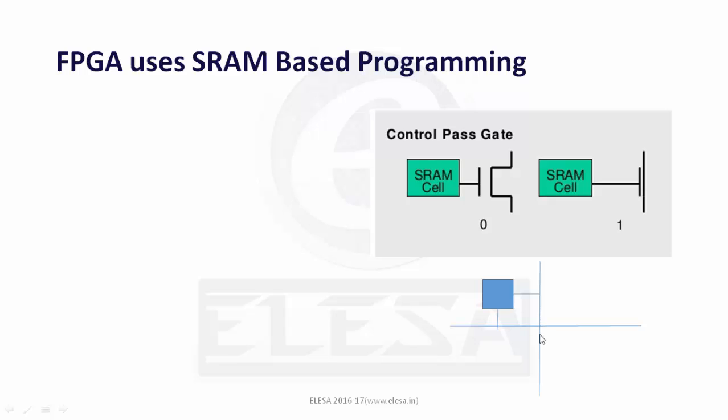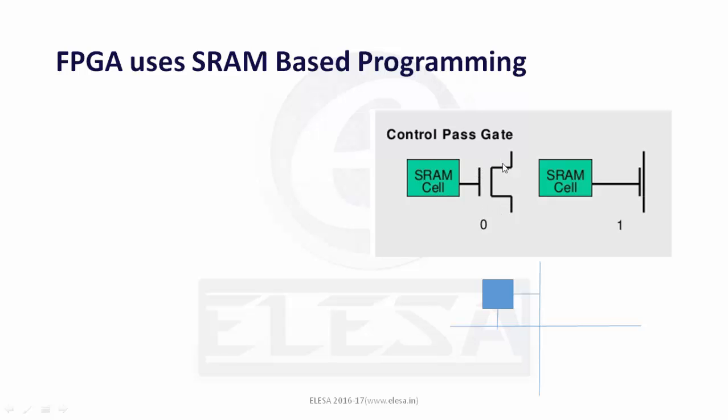Now you can see that there are two lines laid over here, and these lines are not connected with each other. Instead they have provided a block. Depending upon this block, you can say FPGA uses SRAM based programming, because inside this block you have one MOSFET and one SRAM cell. SRAM stands for Static Random Access Memory Cell.